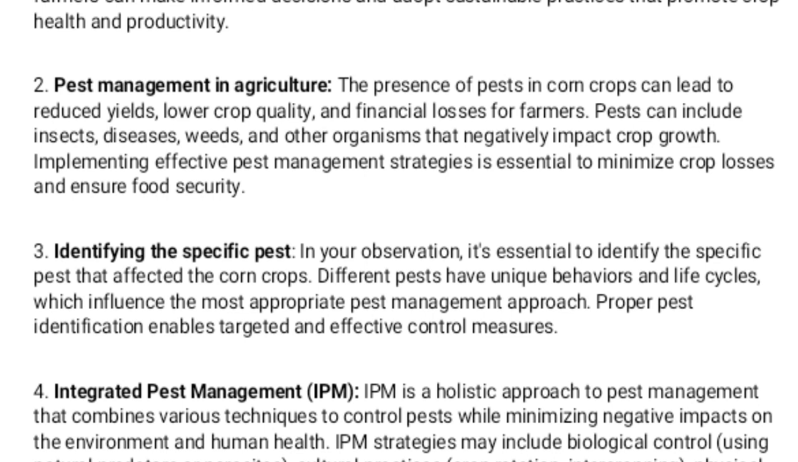Third, identify the specific pest. In our observation, it's essential to identify the specific pests that affected the corn crops. Different pests have unique behaviors and life cycles, which influence the most appropriate pest management approach. Proper pest identification enables targeted and effective control measures.